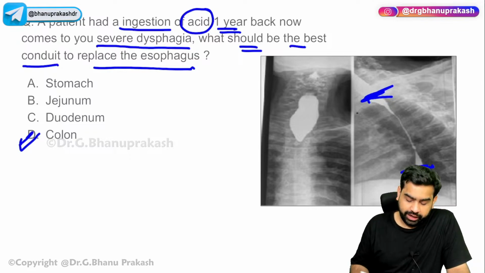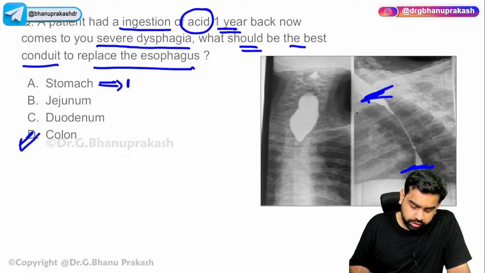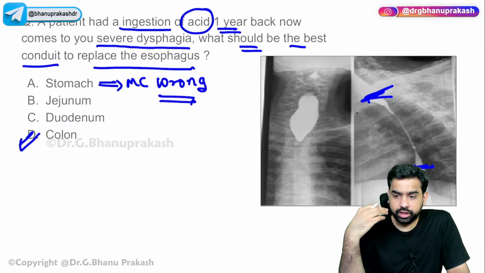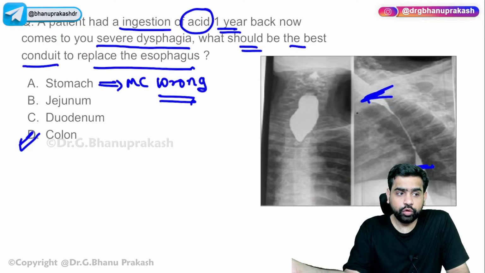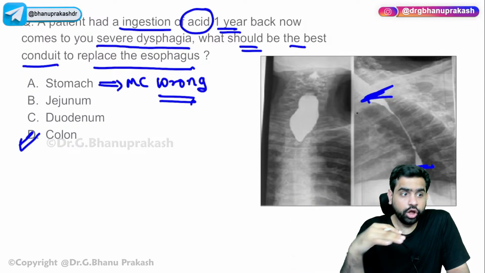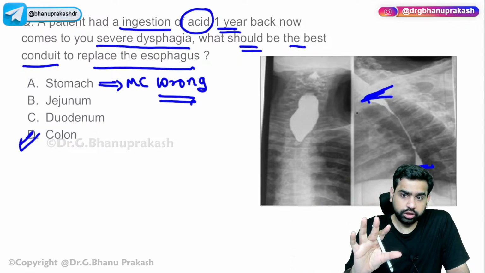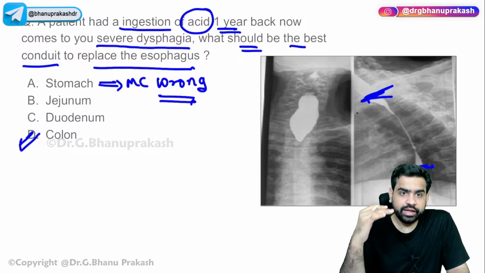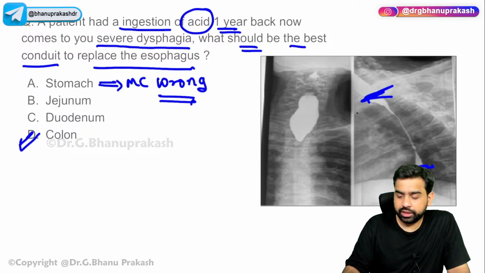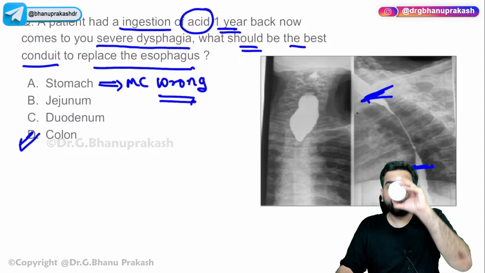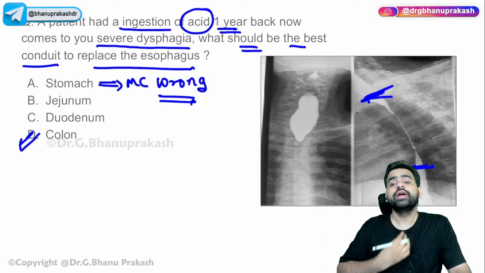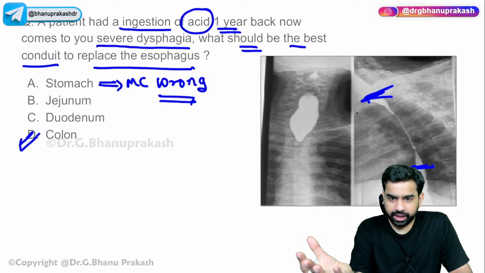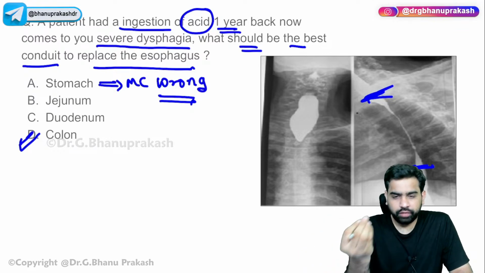Yes, Iqbal, very nice. You answered stomach. So this is the most common wrong answer. What you need to understand is that after esophageal cancer, if you have done the esophagectomy and now you want to replace the esophagus with something, the stomach is the preferred conduit. That's fine. But in patients with acid injury, for example, I'm drinking this coffee over here. I drank it. Where did it go? It was in my esophagus for, let's say, 1 minute max.